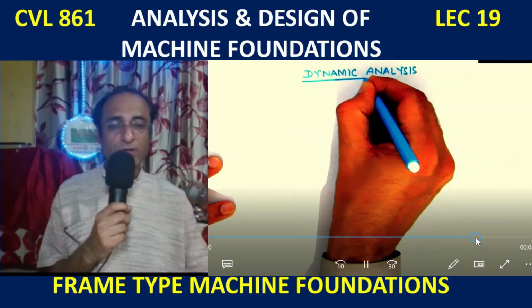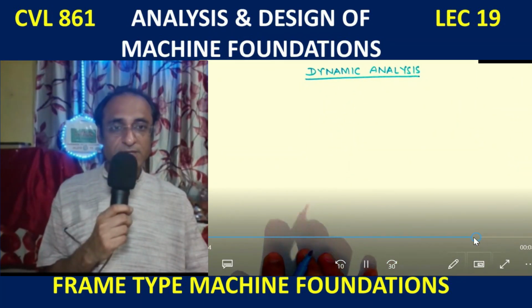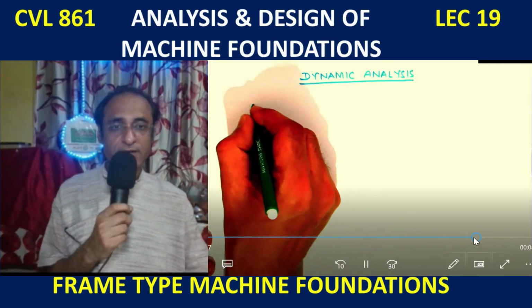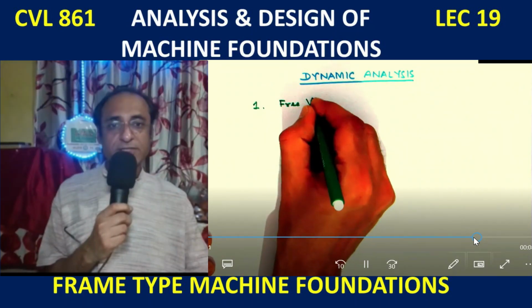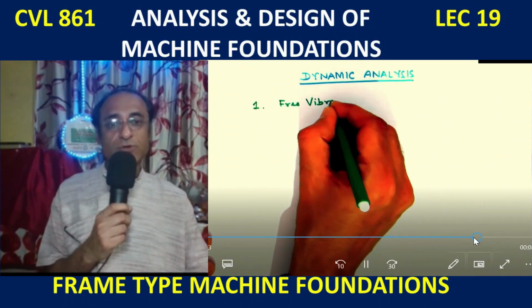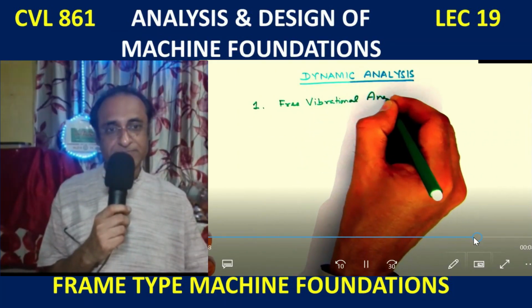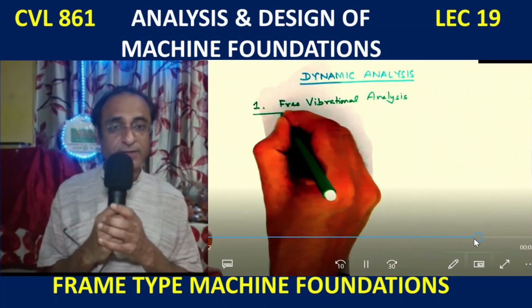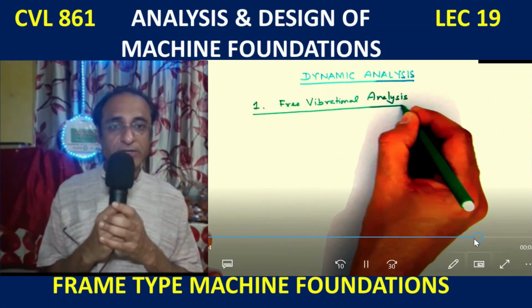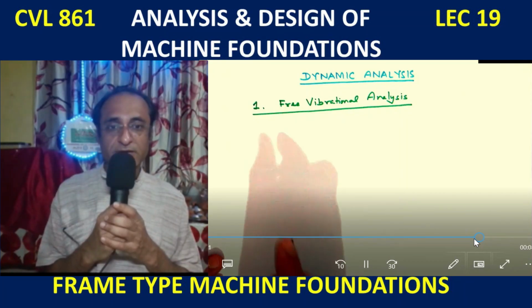Okay, now we consider the dynamic analysis. How do we consider the dynamic analysis? And then we'll also study about the soil structure interaction. For dynamic analysis, we have to do two analyses: free vibration analysis and forced vibration analysis. So I hope you know what free vibration analysis is. Basically an eigenvalue problem is to be solved, and we need the natural frequencies and the mode shapes to be determined.